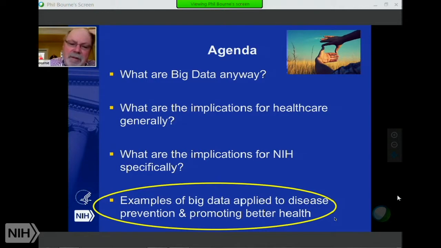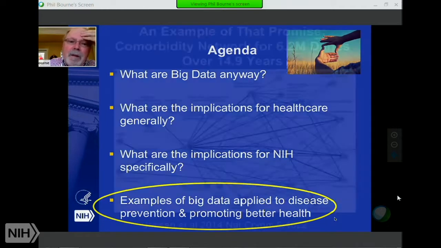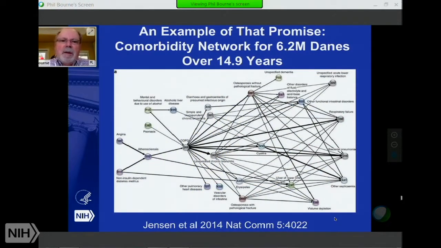So let me give you some of these examples that are being applied to disease prevention and promoting better health. The first one is actually not from us, but I just use it as a point of reference to highlight some differences between this and what we're doing.